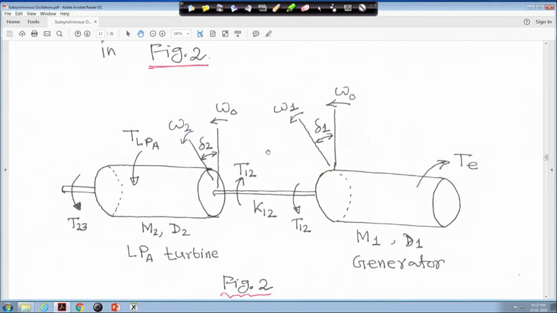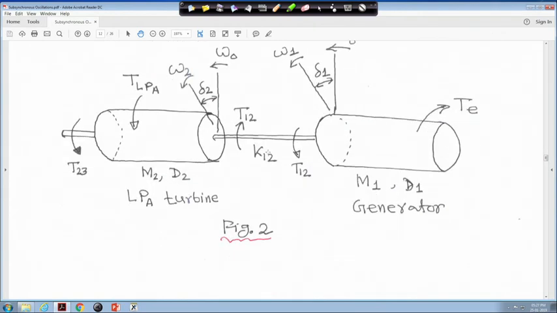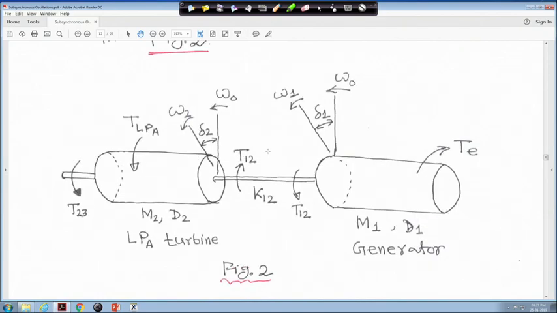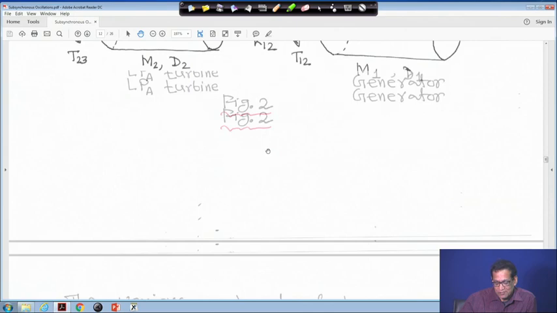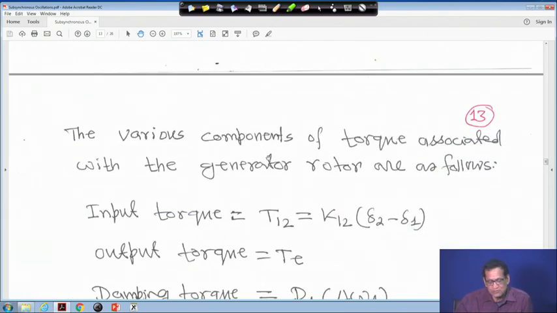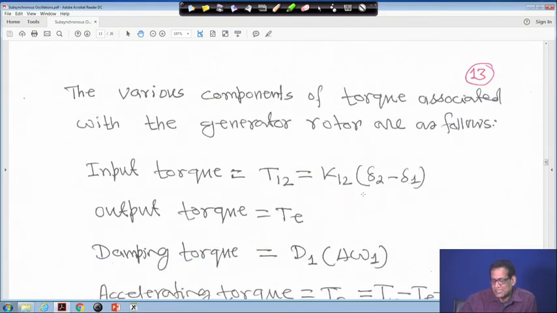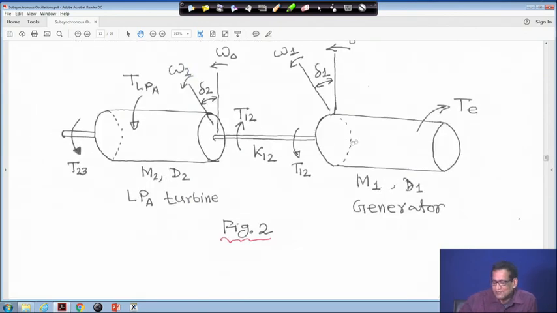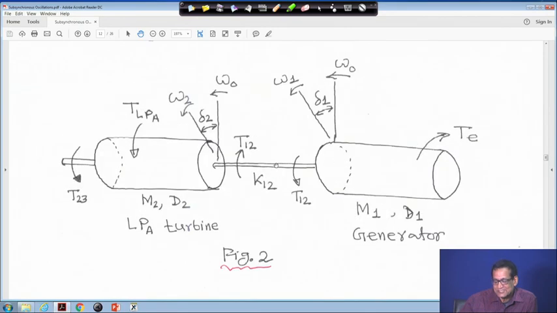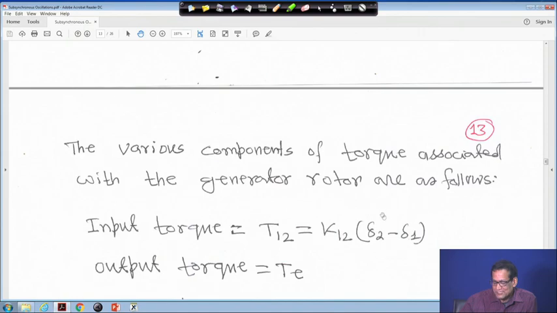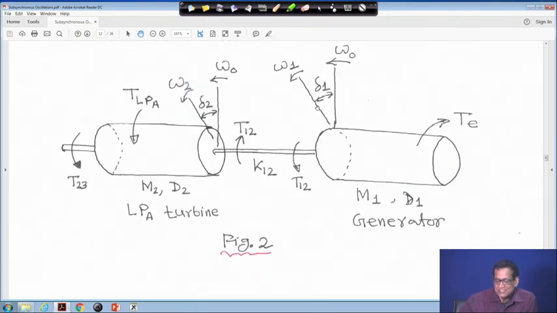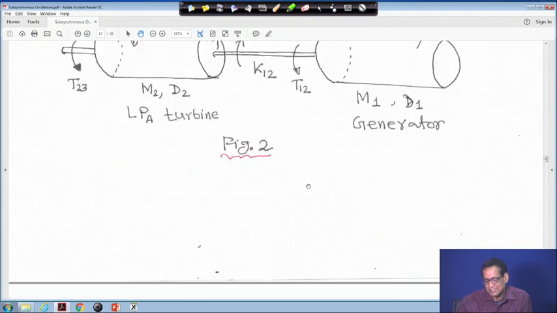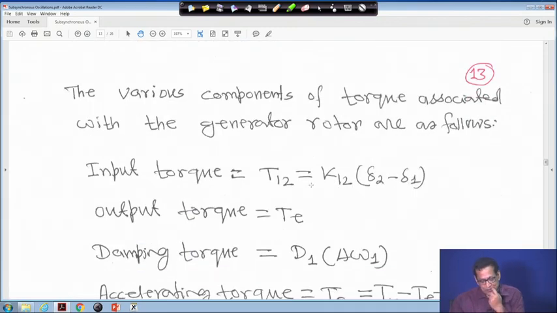If you now write down the equations one after another, from our intuition we can write those equations. For example, the various components of torque associated with the generator rotor are as follows: the input torque T12 will be K12 into delta 2 minus delta 1. That is, the input torque T12 to the generator side will be K12, the stiffness, into delta 2 minus delta 1, the angle difference.